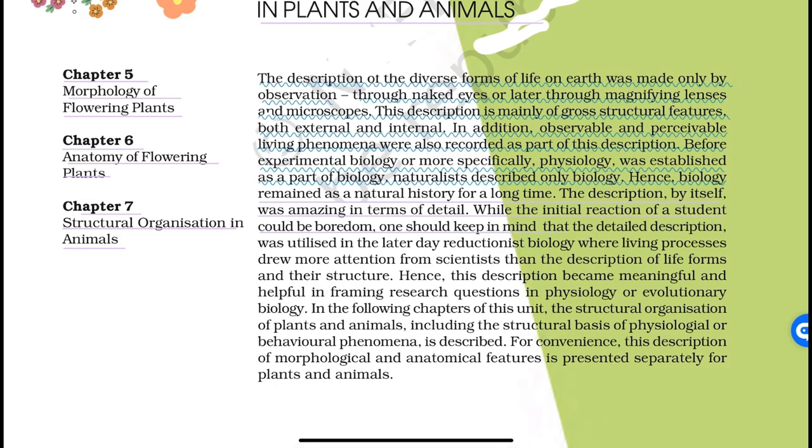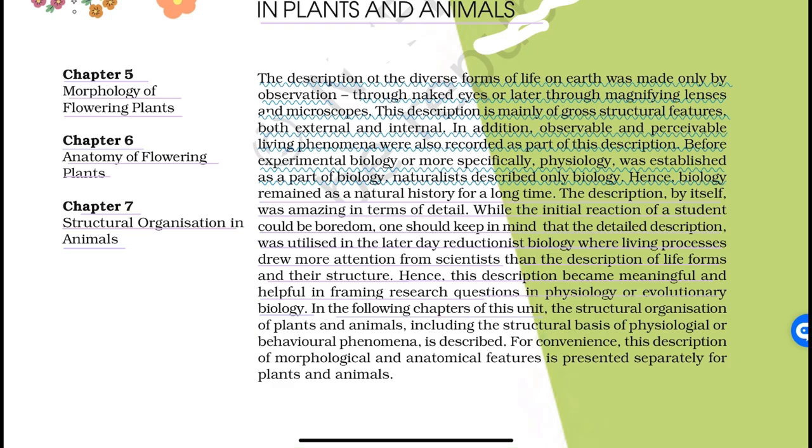One should keep in mind that the detailed description was utilized in the later-day reductionist biology, where living processes drew more attention from scientists than the description of life forms and their structure. Hence, this description became meaningful and helpful in framing research questions in physiology and evolutionary biology.